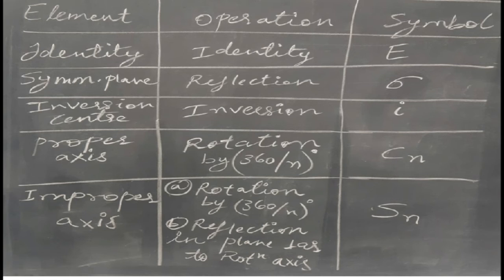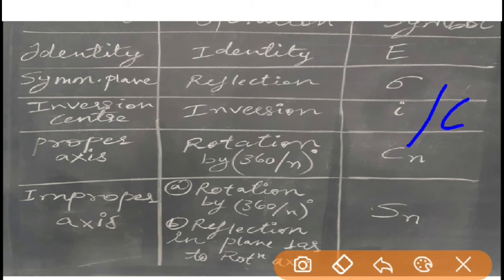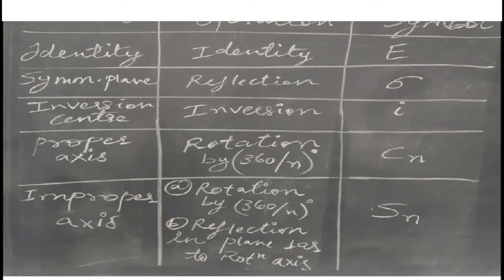Next is the inversion center. The operation associated here is, you have to look out for the inversion of all the atoms through the center of symmetry, or through the center of the molecule, you can say, okay? And the symbol is i. In some cases, it is also designated as Ci, one and the same thing. Then, next one is the proper axis. Proper axis means the operation which you are going to perform here is, you have to rotate the molecule through an axis by an angle of 360 upon n degrees. Okay? So, designated as Cn.